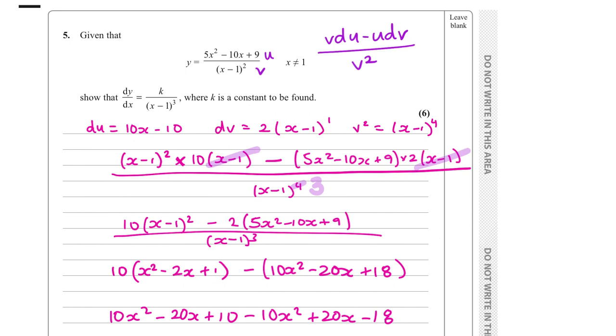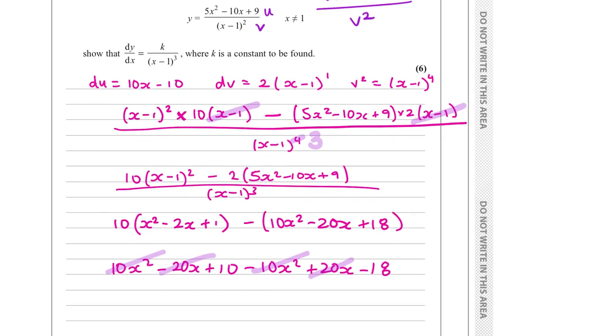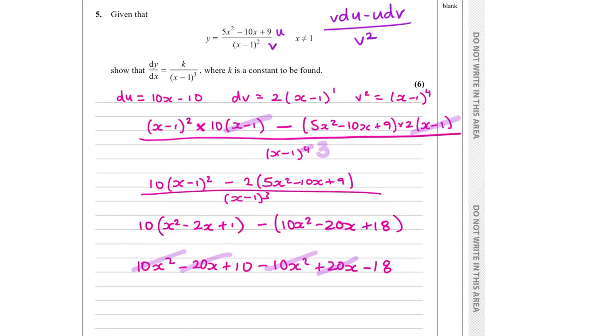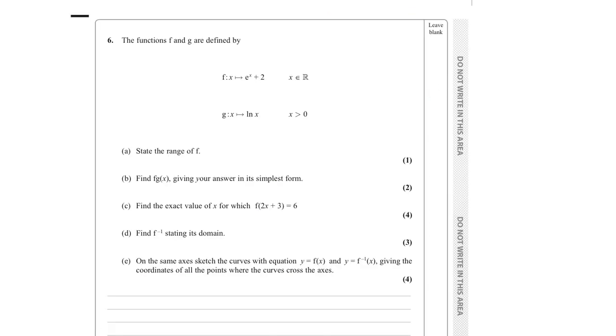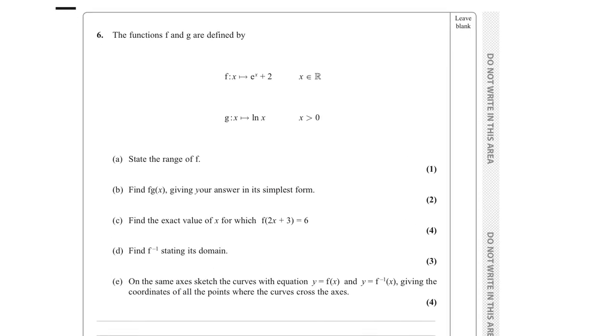So then, 10x squared minus 10x squared is 0, minus 20x plus 20x is 0, 10 minus 18 is negative 8. So that's left me with negative 8 over x minus 1 cubed. Sorry, I got lazy earlier, I didn't write that on each one. There we go. And then the question says, write it where k is a constant to be found. So k is actually negative 8. Nice and simple. Okay, I'll give you guys a 2-minute head start.